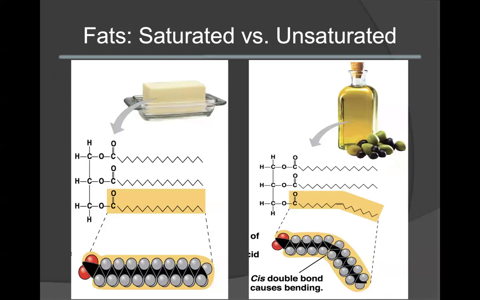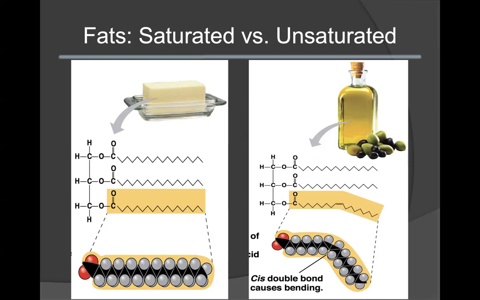This slide here depicts the structural difference between saturated and unsaturated fatty acids. On the left, we have butter, which is a typical saturated fat. You can see the glycerol head region connected to the 3 fatty acid tails. Because there are no double bonds, all of these fatty acid tails can stack up nicely with each other, which means that they are going to be solid at room temperature.